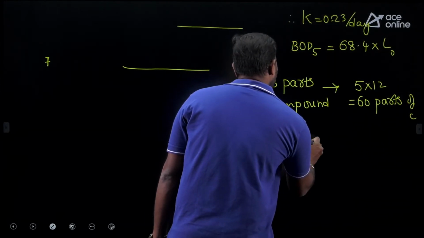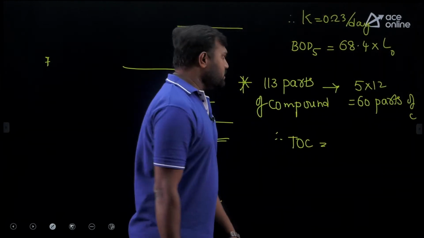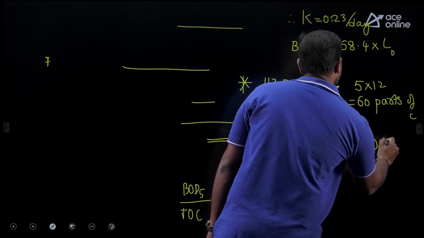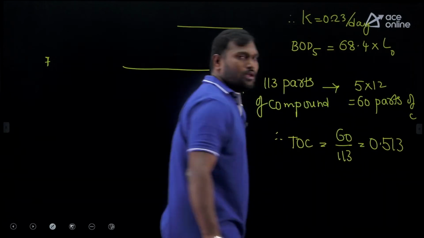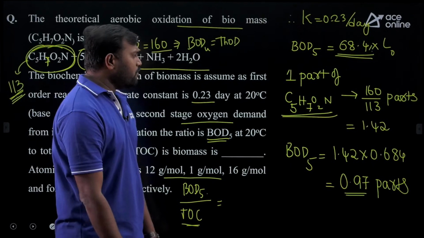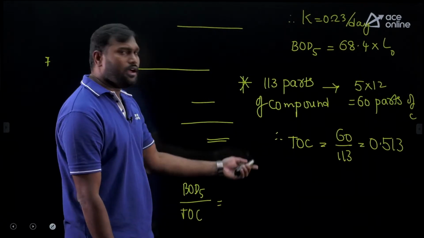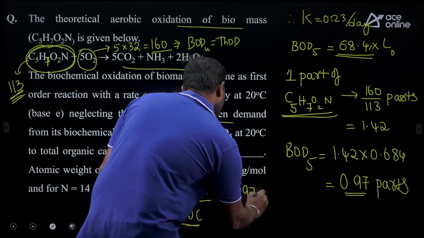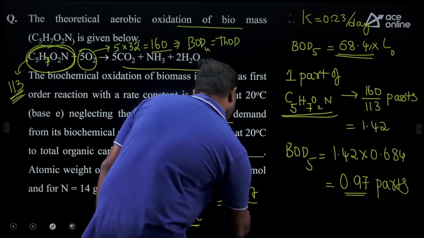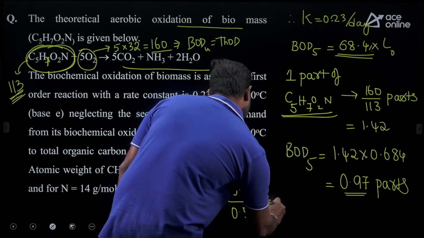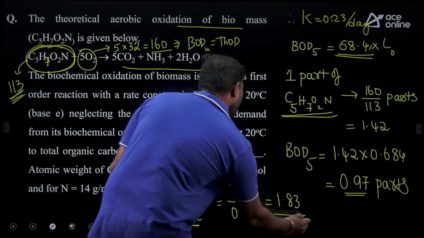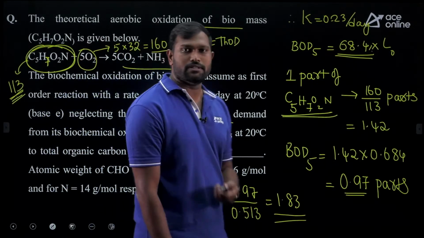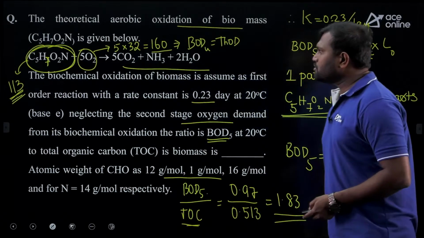So now what is the total organic carbon required is equal to 60 by 113. If you solve, this comes as 0.513. So now we got the 5 day BOD, we got the total organic carbon. Now 0.97 by 0.513. If you solve it, it comes as 1.83. The ratio is going to be 1.83. This is the only 2 marks question which requires some calculation. Now let's see the next question.